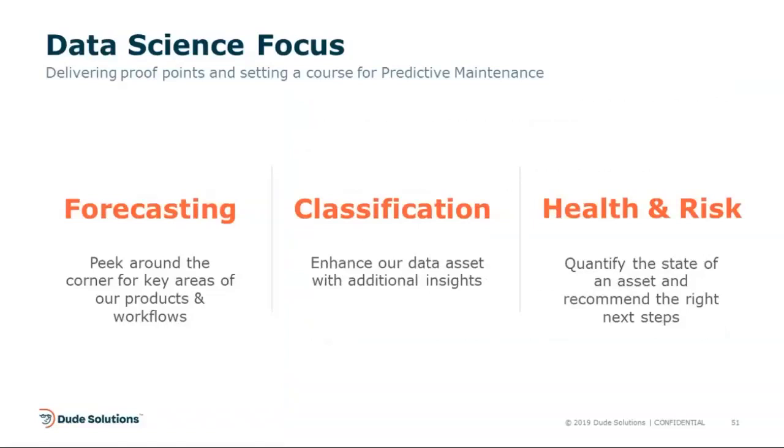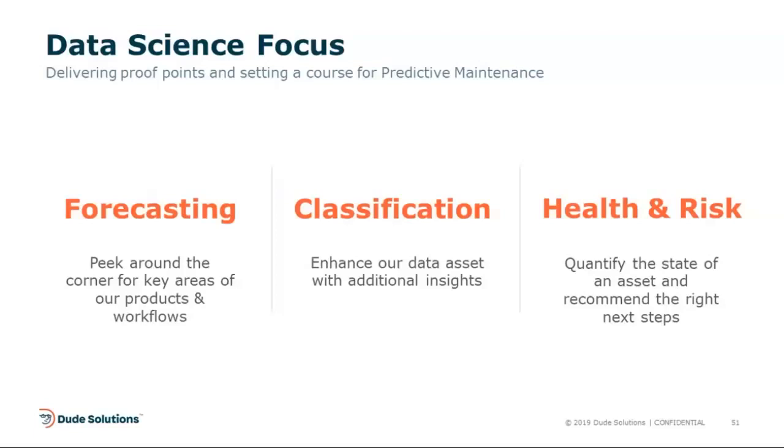So where we have a data science focus around predictive maintenance. So we talked about building that foundation of reporting and dashboards and key performance indicators. There's a shift on being able to deliver proof points and setting that course for predictive maintenance, and that's looking at a forecast. What does it look like around the corner for key areas of the business, maintenance and operations, and then being able to provide enhanced insights into data sets that exist.